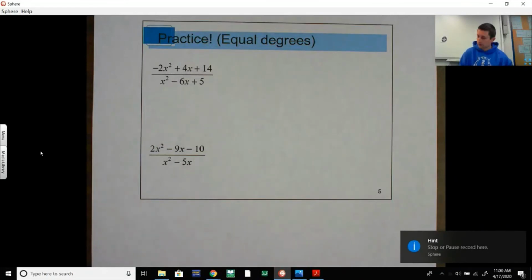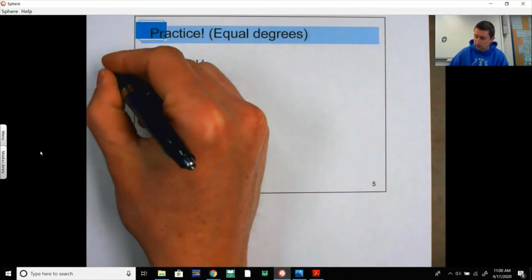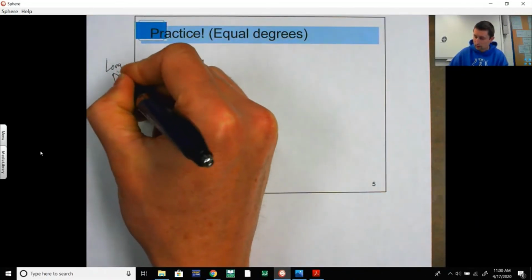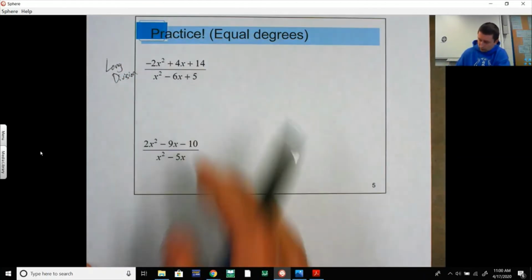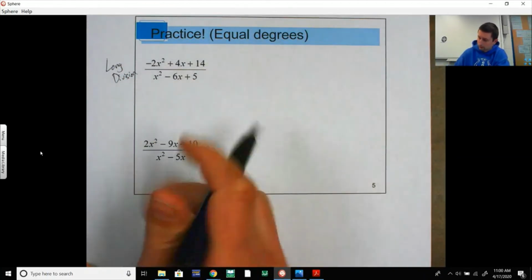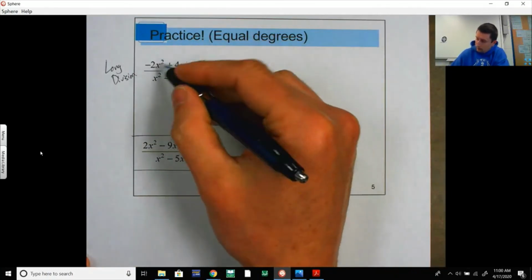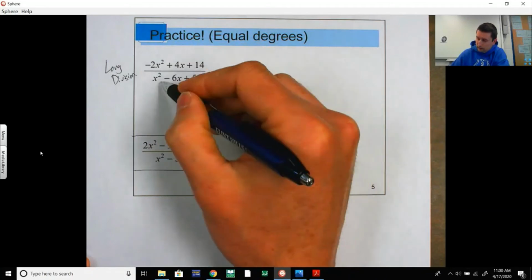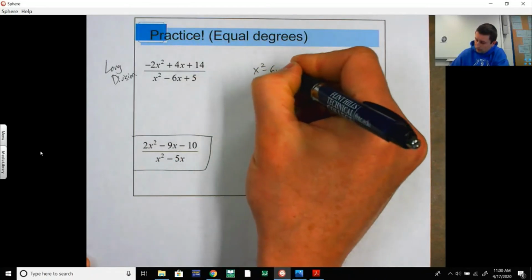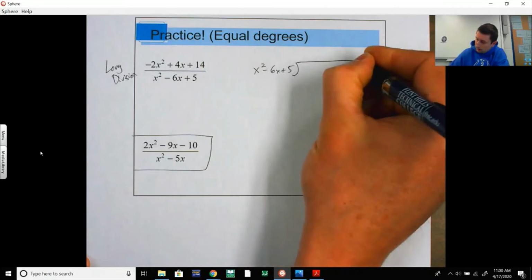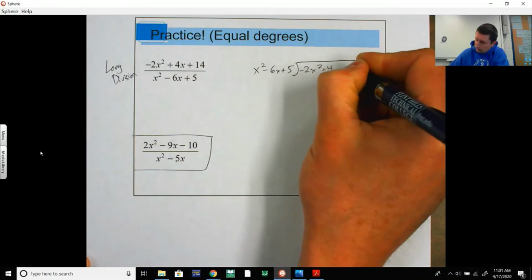Okay, the last two examples here, you notice that the degrees are equal, and you actually have to start here with long division. Yay, our favorites. So I'm going to need more room than just this little bit for this, so this one I'll probably move to the back side of this. Okay, so negative 2x squared plus 4x plus 14 divided by x squared minus 6x plus 5. So x squared minus 6x plus 5 going into negative 2x squared plus 4x plus 14.